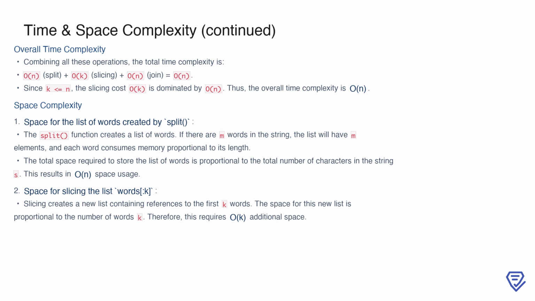Shifting to space complexity, the split function creates a list where each word is stored as a separate element. If the string contains m words, the space required is proportional to the total number of characters in the string, which is O(n). For slicing, a new list is created to hold references to the first k words, requiring O(k) space. This additional space is relatively small compared to the O(n) space from split, so it's less significant in the overall calculation.